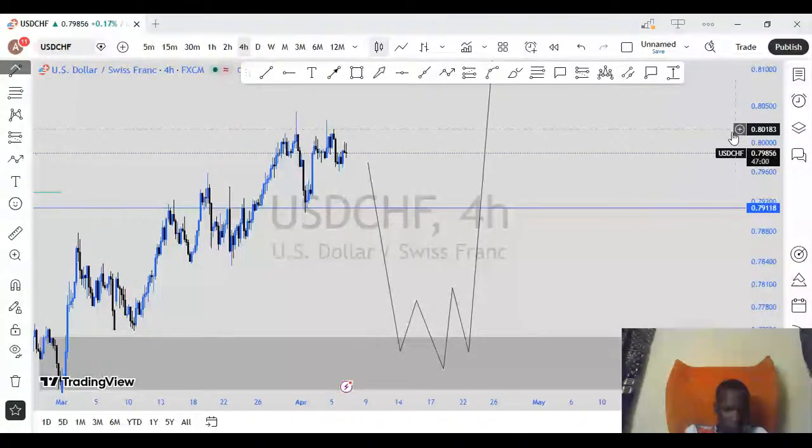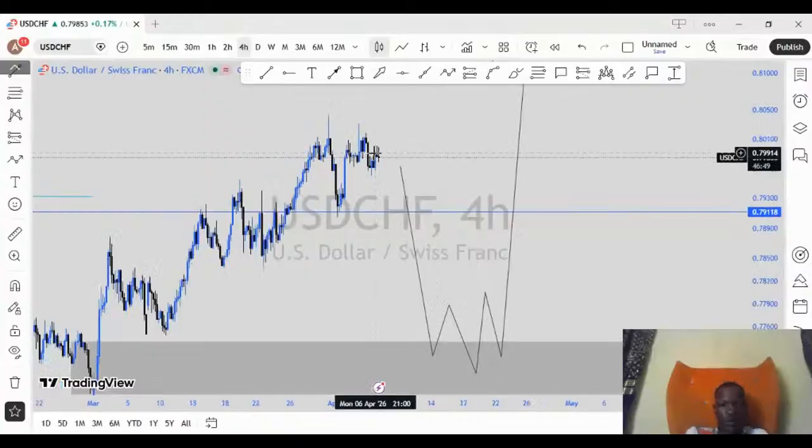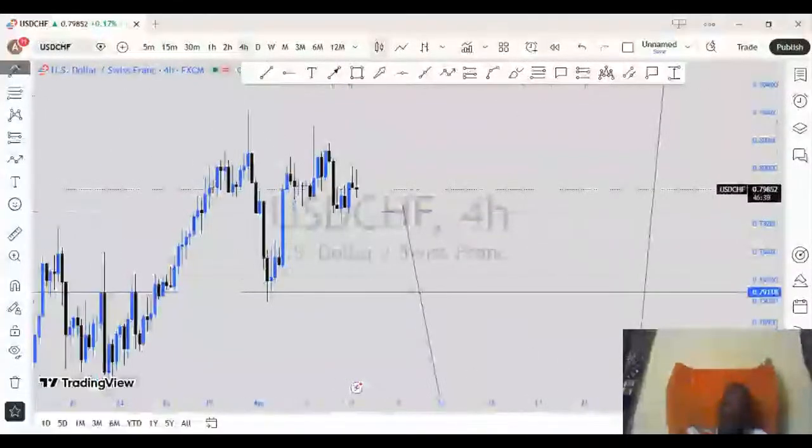As a day trader, what you are expected to do is to see the market on this USD CHF push down to this level, then from here you buy. But as a day trader, the push down should not be what you want to sell here.